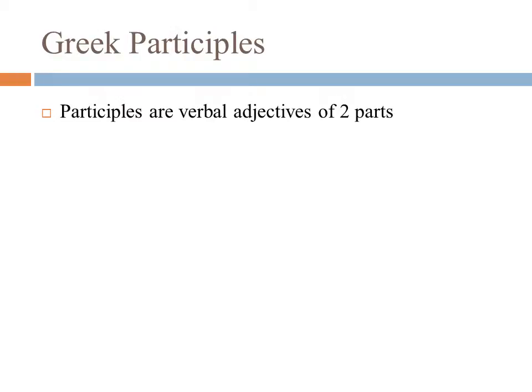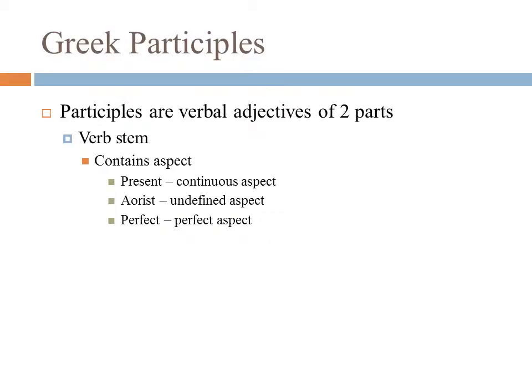Greek participles are also verbal adjectives, but they're made up of two parts. The first is the verb stem, and the verb stem contains aspect. As we talked about before, the verb stem itself contains the aspect, which paints the picture of how the verb actually functions. So the aspect for the present is continuous. For the aorist it is undefined. The author's not telling us anything. And the perfect has perfect aspect. That is, it was completed in the past and the effects are continuing into the present.